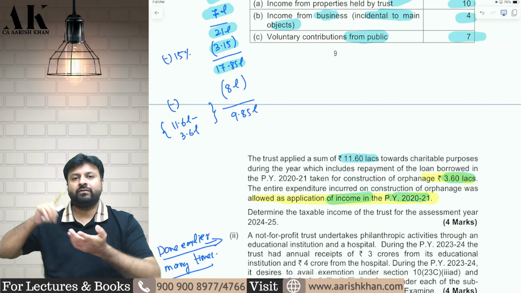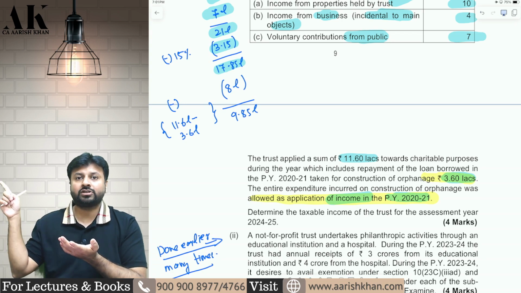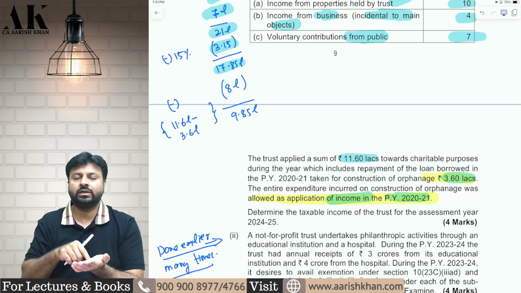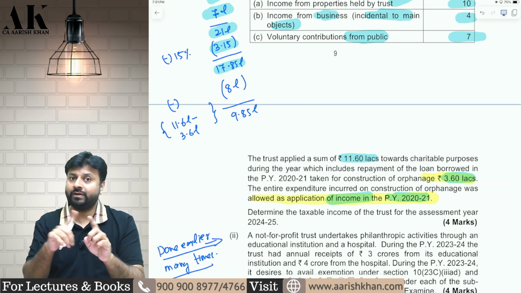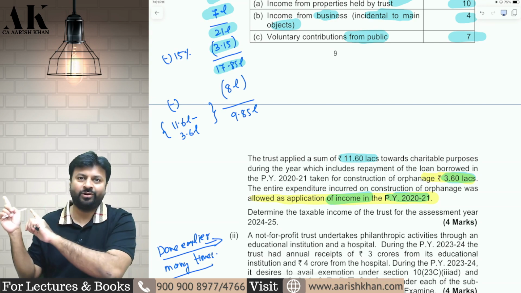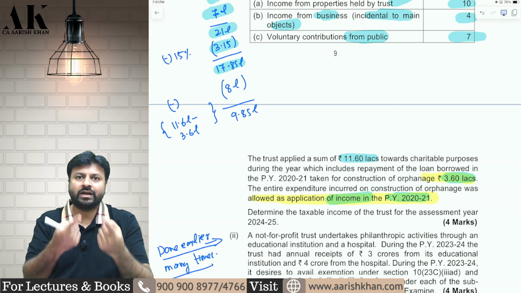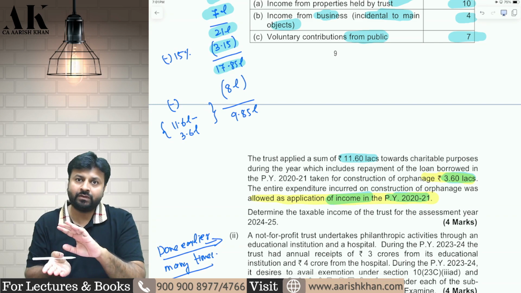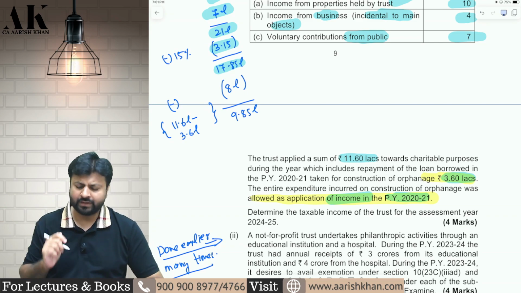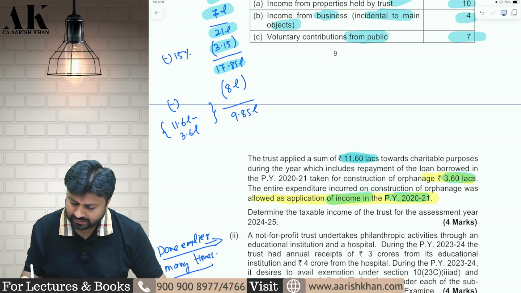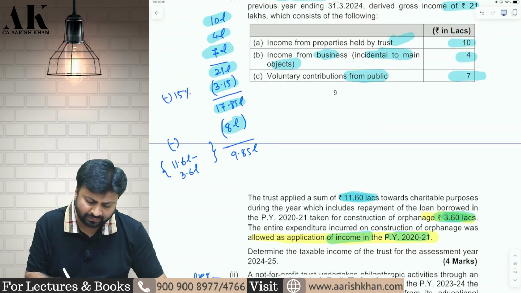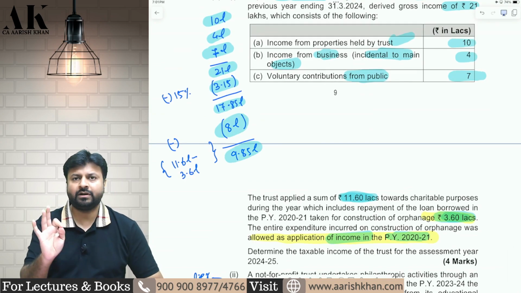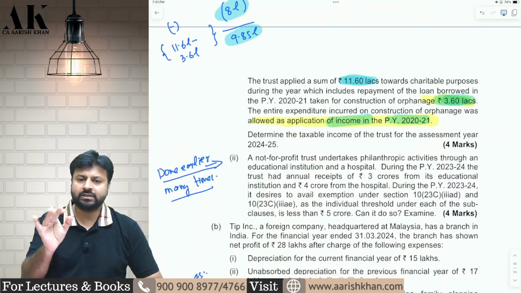So earlier, before 2021, you used to get deduction even on application of loan. I have taken a loan, I have incurred an expenditure. You can take deduction before 2021. But after 2021, it is not allowed. You all know that. You took a loan, you incurred an expenditure, not allowed after 2021. You have to repay the loan. But before 2021, it was allowed. So out of 11.6 lakhs, 3.6 lakhs I have already claimed as deduction earlier in the form of application. Therefore, I will get deduction of only 8 lakhs. Therefore, 9.85 lakhs will become my total income, which is subject to tax.